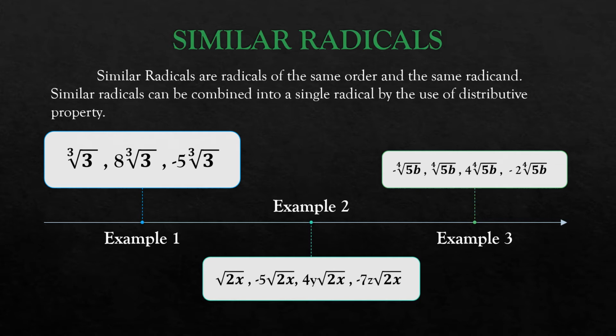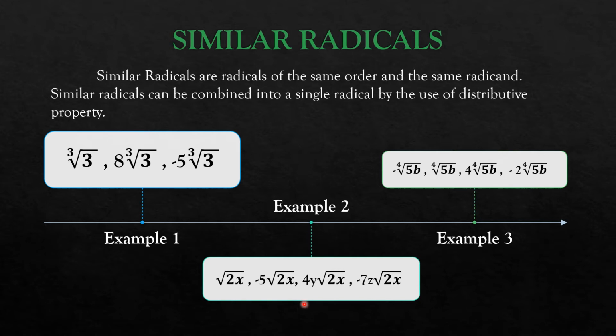Similar radicals are radicals of the same order and the same radicand. Similar radicals can be combined into a single radical by the use of the distributive property. Examples. Example 1, as you can see, the common radical is cube root of 3. So cube root of 3, 8 cube root of 3, and negative 5 cube root of 3 are examples of similar radicals because they have a common radical, which is cube root of 3.